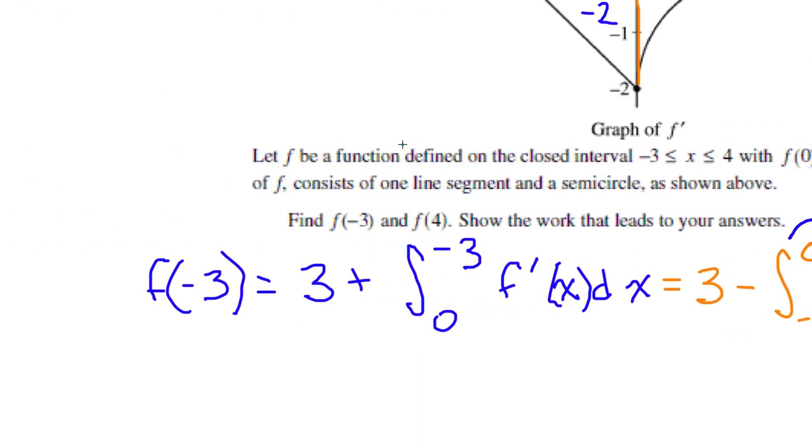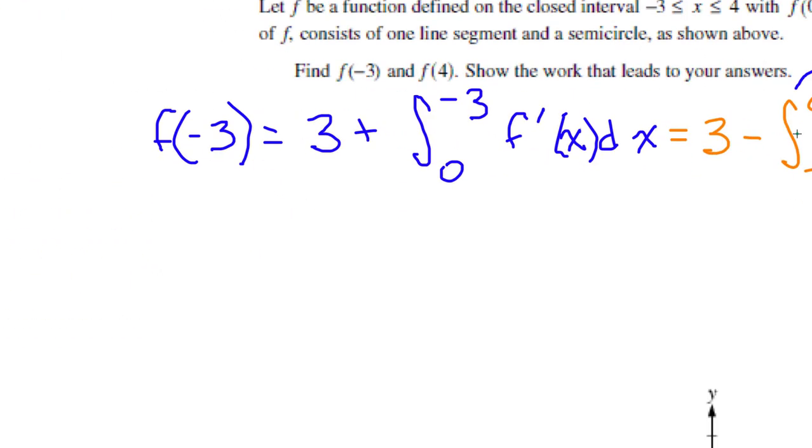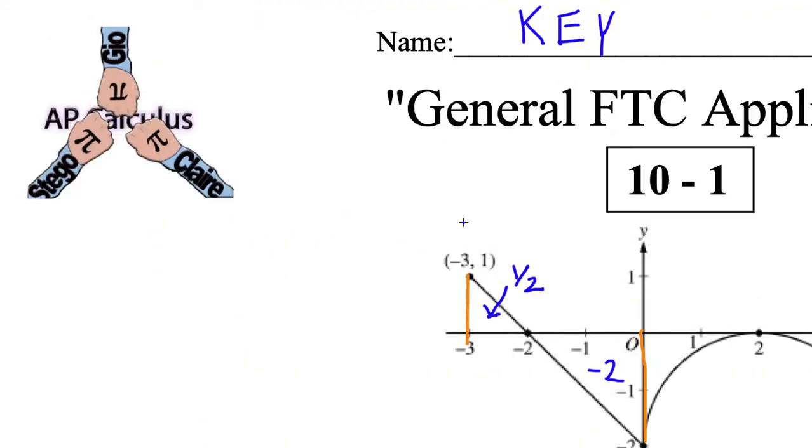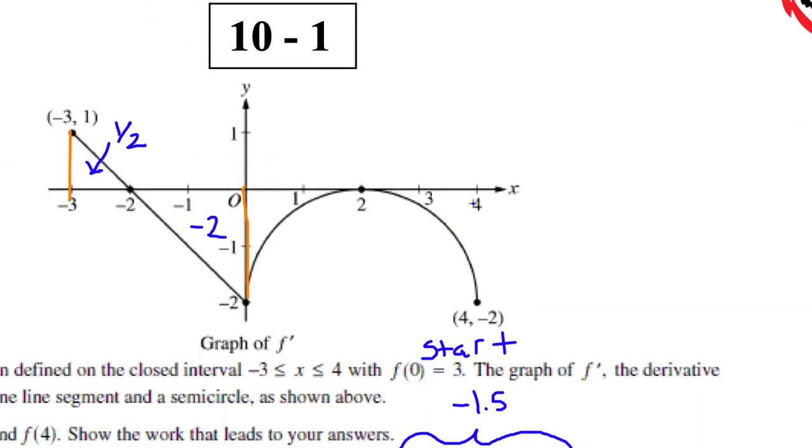Next, I need to find f of 4. It's going to be the same setup again. I'm going to say f of 4 is equal to the same start amount, plus the integral from 0 to 4. And I don't have to flip this one, luckily. So this is still f prime of x dx. I just need to figure out what is the area between 0 and 4. So I come over here between 0 and 4.